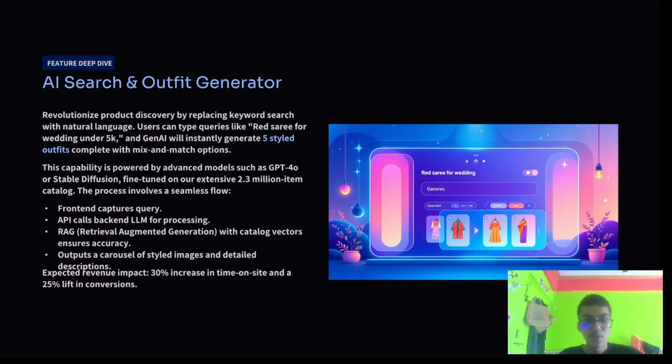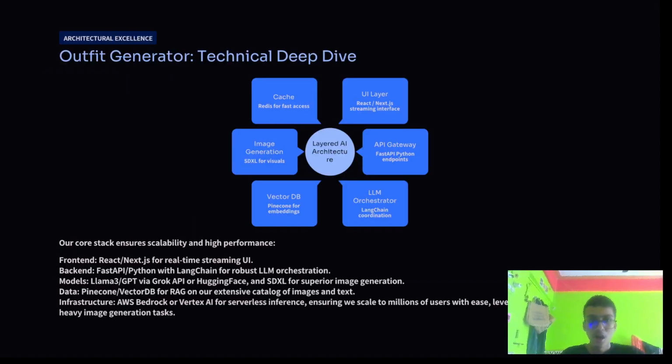What will we do? Revolutionize product discovery by replacing keyword search with natural language. If somebody types "red sari for wedding under 5k," GenAI will personalize the search and give five style outputs from the entire database. I will talk about how to integrate it at a later moment. First I will discuss the features.